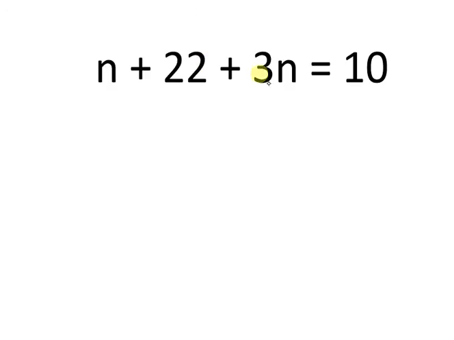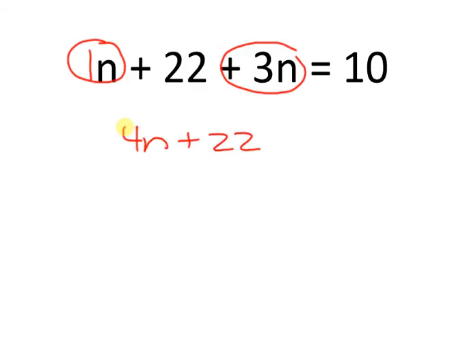All right, now here what I did is I did a combining like terms problem. So I have n plus 22 plus 3n equals 10, okay? So before I can actually solve my two-step equation, I need to combine some like terms. So remember that this is technically 1n, okay? So I need to combine this guy with this guy right here. So 1n plus 3n is going to be 4n plus 22 equals 10. Now I can go ahead and solve.